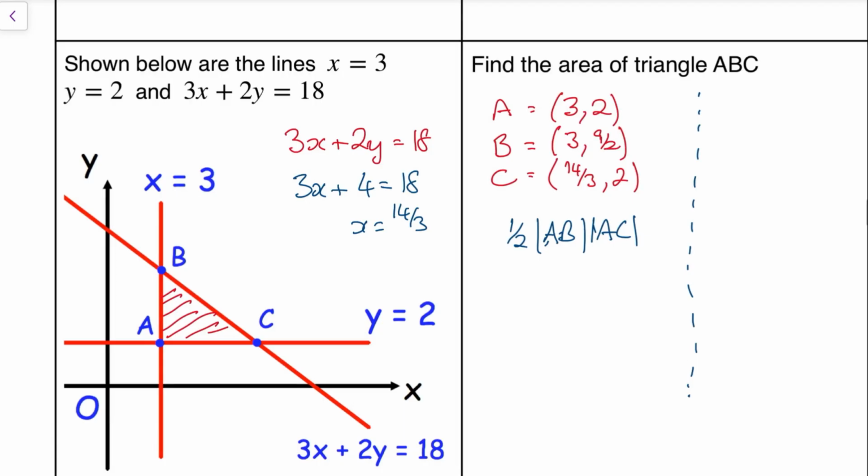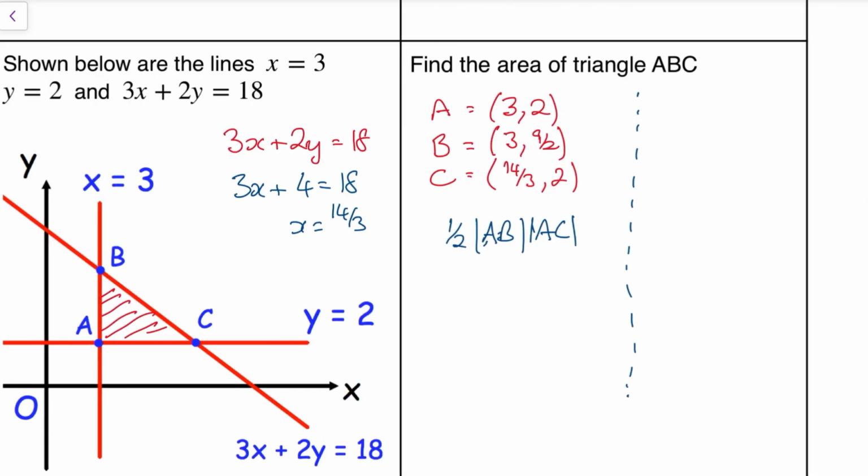So A to B, well, A goes from 3 to 3, but goes from 2 to 9 over 2. So in other words, its length is 9 over 2 minus 2, which is 5 over 2. So let's write this in. So there's going to be a half times 5 over 2. A to C is, well, 3 to 14 over 3 and 2 to 2 in the y values. Only the x values change. So it's going to be 14 over 3 minus 3, which is 14 minus 9, which is 5 over 3. It's not easy, by the way. Difficult question, but a good question.